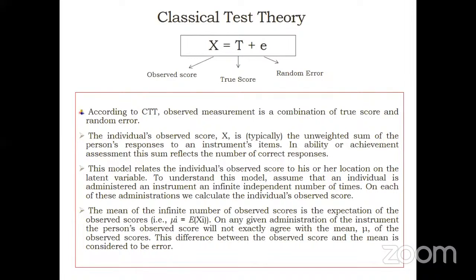So that's why it is not practically possible. Instead of administering one set of items to one single person an infinite number of times, we administer the same set of items to an infinite number of individuals, or a large number of individuals, so that we are able to find out the average of this.